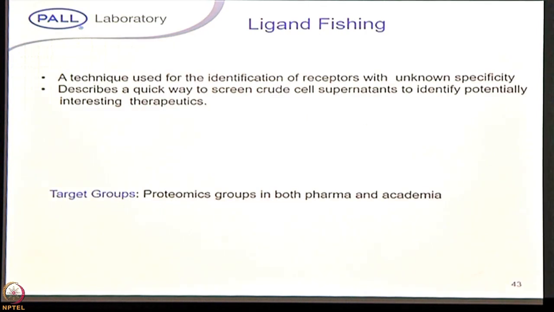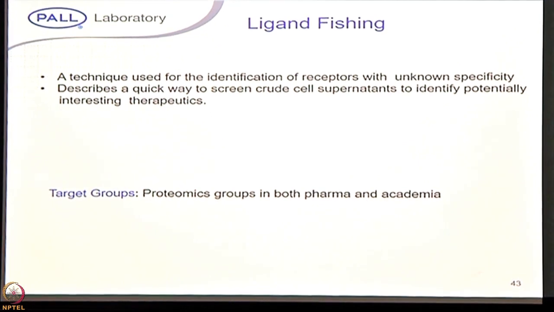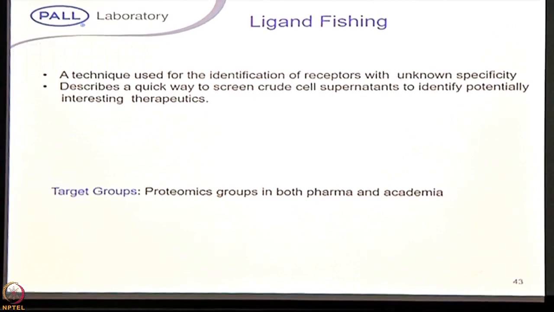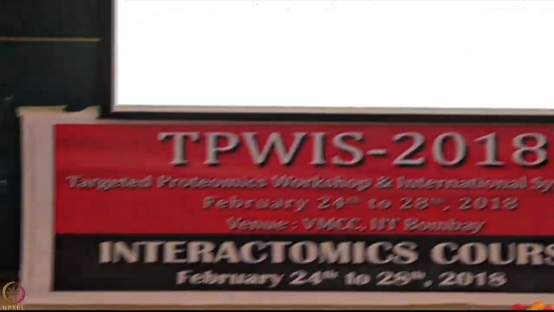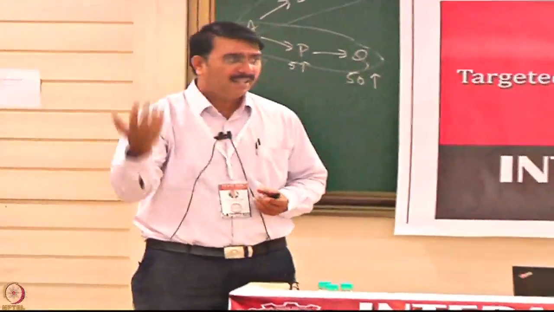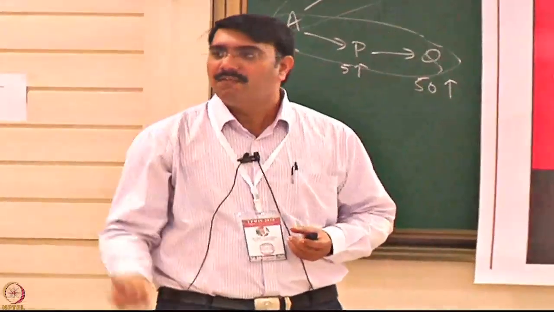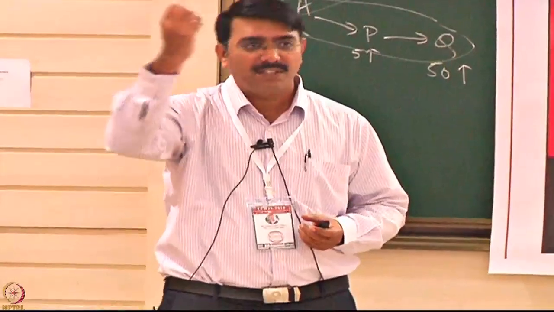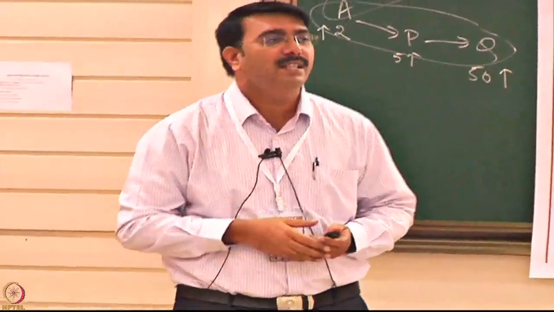And one more, very important when it comes to ligand fishing experiments, which I think is more relevant to interactomic studies. What exactly is ligand fishing? Suppose you don't know which protein is interacting with your protein of interest. You immobilize the protein of interest on the sensor surface and put it into cell extracts or lysates. Whichever protein is binding to the sensor surface, you can elute it and then go for mass spec studies.